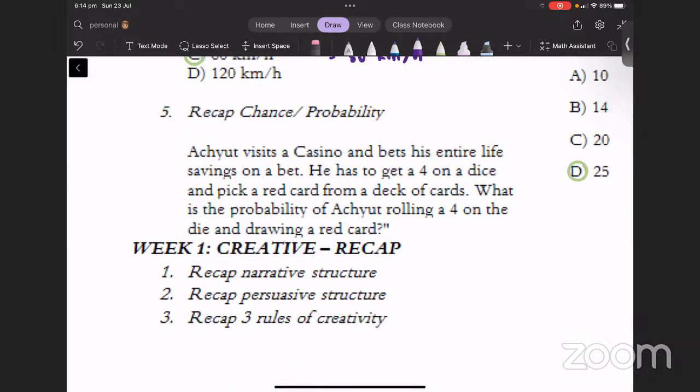This is about chance and probability. We have Achut visiting a casino and he bets his entire life savings on a bet. He has to get 4 on a dice and pick a red card from a deck of cards. What is the probability of Achut rolling a 4 on the die and drawing a red card? Right?